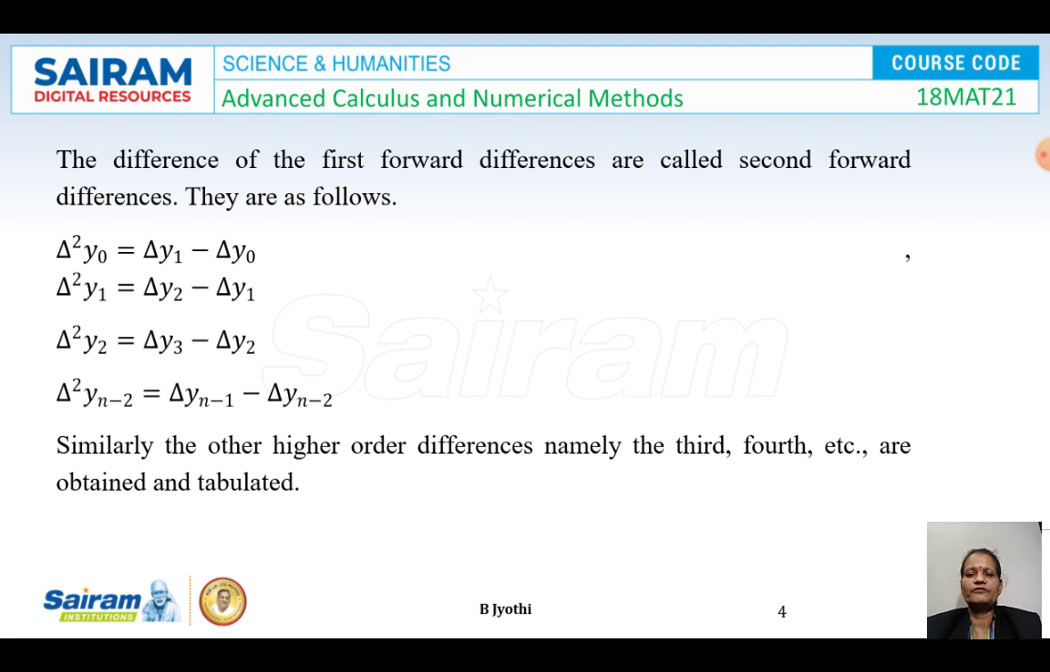The differences of the first forward differences are called the second forward differences. They are as follows. Del square of y0 is given by del of y1 minus del of y0, and del square of y1 is given by del y2 minus del y1. Del square of y2 is given by del y3 minus del y2. Del square yn minus 2 is given by del yn minus 1 minus del yn minus 2. Similarly, the other higher order differences, namely the third, fourth, etc., are obtained and tabulated.